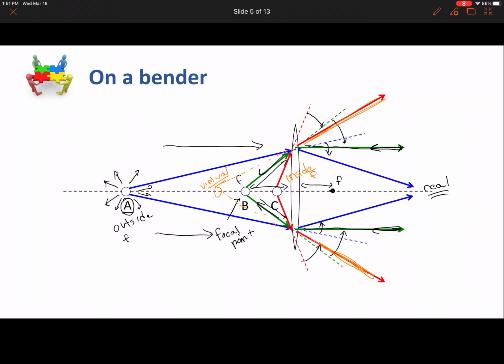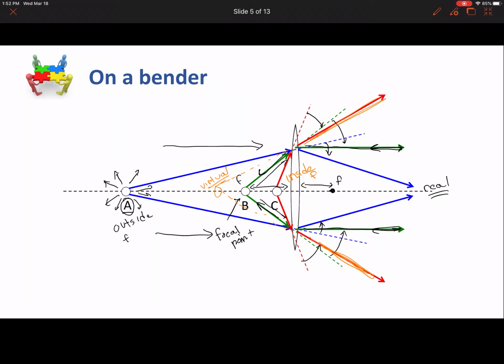Okay, hopefully this helps to make some sense of what's going on with lenses and why it is that converging lenses can actually create both real and virtual images. It has everything to do with how far or close the object is to the lens. The lens can only bend the light so much. If you're too close, it can't bend the light enough to get it to converge and create a real image.